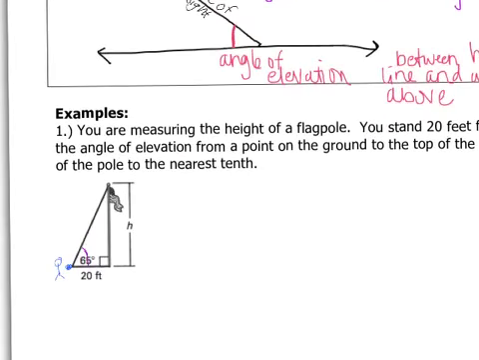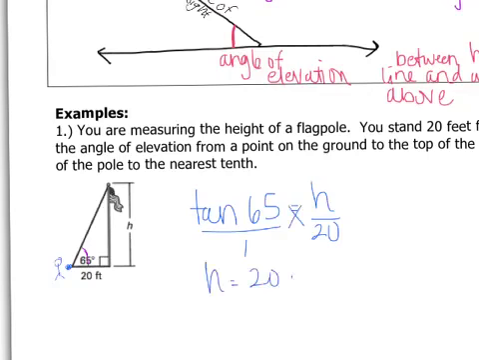So with respect to the angle marked, which two sides do we have? The hypotenuse is not one of them. It's the adjacent side and the opposite side. So what uses opposite and adjacent? Tangent. So tangent of 65 degrees is equal to the opposite side, which is h, what we're looking for, over the adjacent side, which is 20 feet, and then we can cross multiply and solve. Make sure that your calculators are in the correct mode, and go ahead and multiply that out.